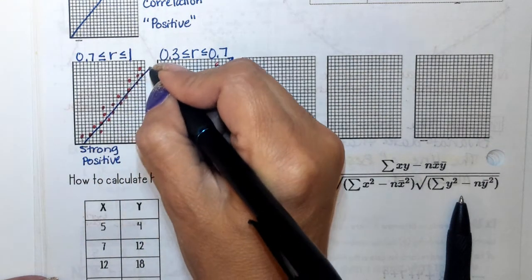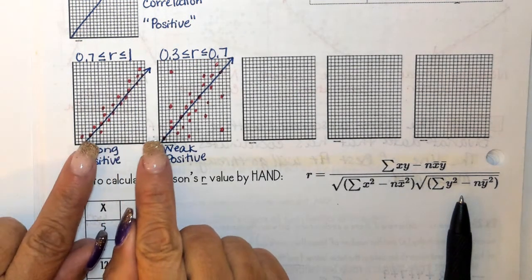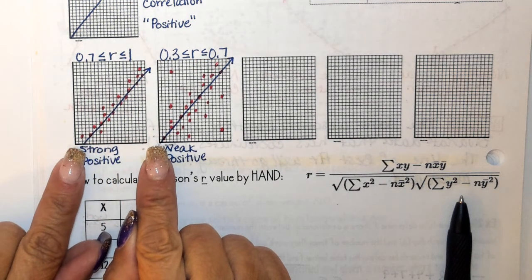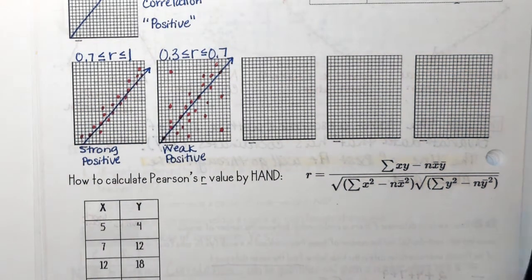I didn't do that earlier. One thing to note, I should have done that on here. You see how I'm always starting here at 0 down here at the bottom? You don't have to. Your line could be up here. We'll do that on the next one.